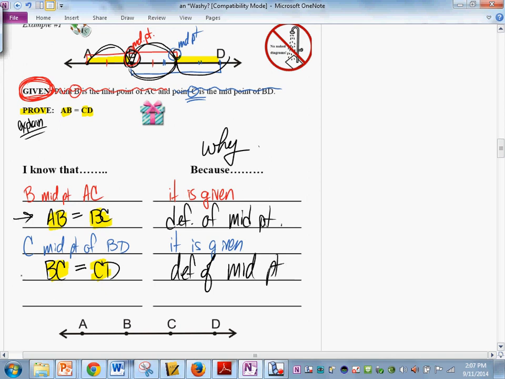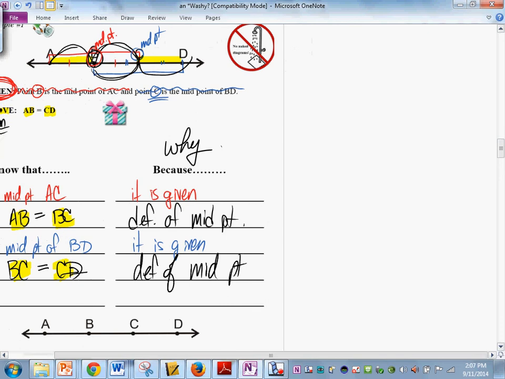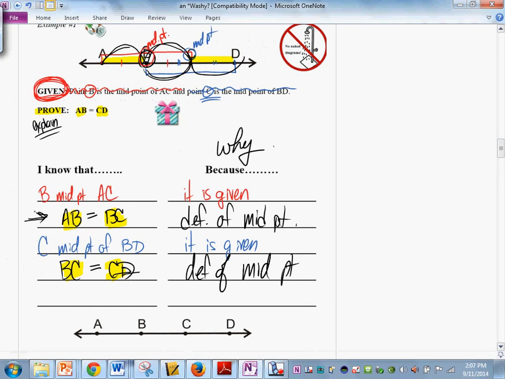Look very carefully at here and here. Ready? I'd like you to circle what's exactly the same. What's the same about those lines? What segment repeats itself? Circle it, please. Okay, Bianca, what segment repeats? BC. I'd like you to box it.